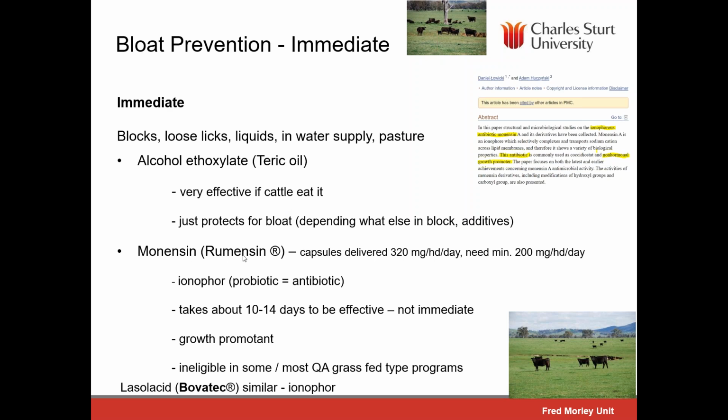Monensin is one of the ionophores. Rumensin is the trade name that it's marketed under. There's a number of different companies that sell it. The capsules delivered 320 milligrams per head per day, and you need a minimum, according to Craig, of 200 milligrams per head per day of sodium monensin to prevent bloat. And that's a pretty important figure you'll see on the next slide.